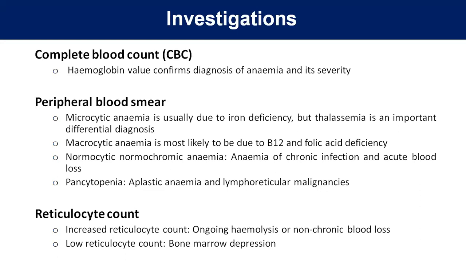Next, we have to look at the reticulocyte count. Is it increased? Is it low? Or is it normal? An increased reticulocyte count will signify ongoing hemolysis or acute blood loss, in which the marrow tries to compensate by increasing production of red blood cells. Or is the reticulocyte count low? In spite of having a low hemoglobin, if the retic count is low, that will signify bone marrow depletion.